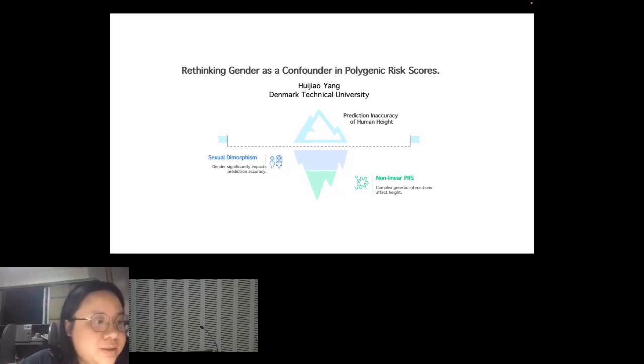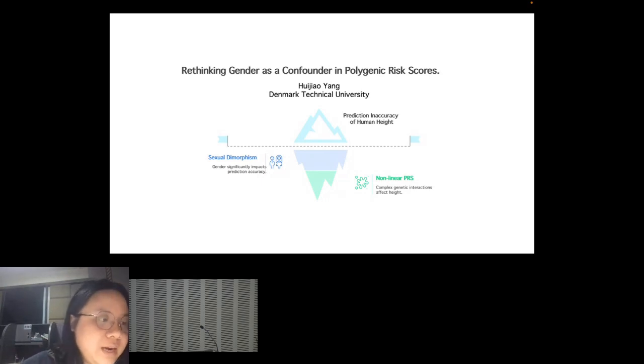Today, I will present my work about the role of gender as a confounder in PRS. Let's consider the human height trait, which is a representative case of a complex trait. Briefly, as we know, the prediction inaccuracy problem could be that current linear models don't consider gene-gene interaction, and maybe oversimplify gender representation in sexually dimorphic traits.